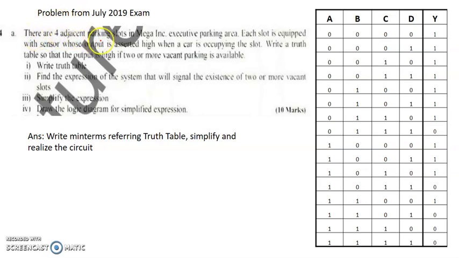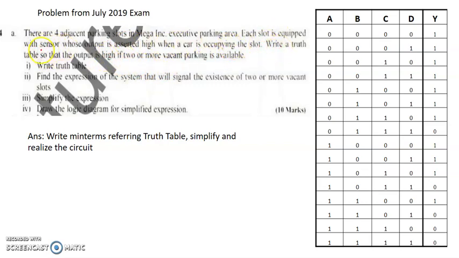So there are 4 adjacent parking lots in a mall, where each parking lot is equipped with a sensor whose output is asserted high when a car is occupying the slot. Write a truth table so that the output is high if 2 or more vacant parking slots are available. So the very important thing is to observe this carefully.